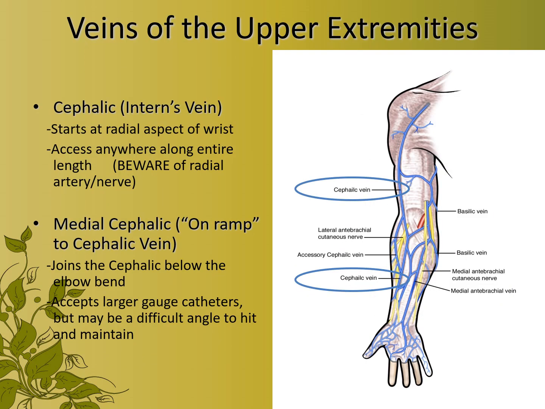Cephalic veins start at the radial aspect of the wrist, and can be accessed anywhere along the entire length. Median cephalic veins are around the forearm to the cephalic vein. They join the cephalic below the elbow and accept larger gauge catheters, but may be a difficult angle to hit.